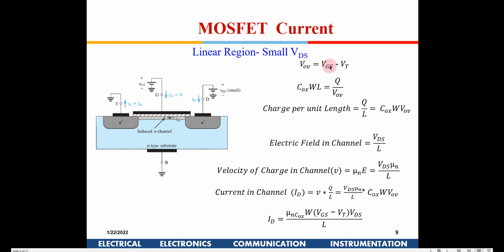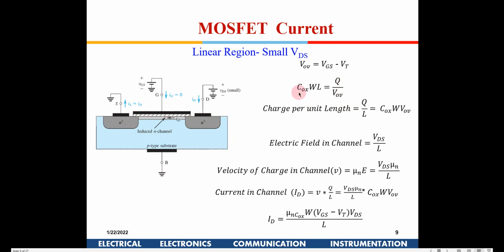So from VGS we reduce VT, and we call this the overdrive voltage, because this VT voltage has been consumed in creating a channel here. So that is not available here. Now the channel has been formed. What does this VOV, over and above the VT, do? It gives me some charges in the channel which I can use for the conduction of current between the source and the drain.